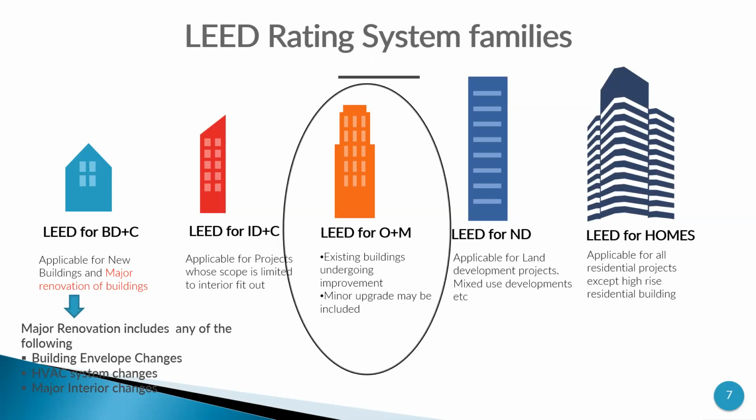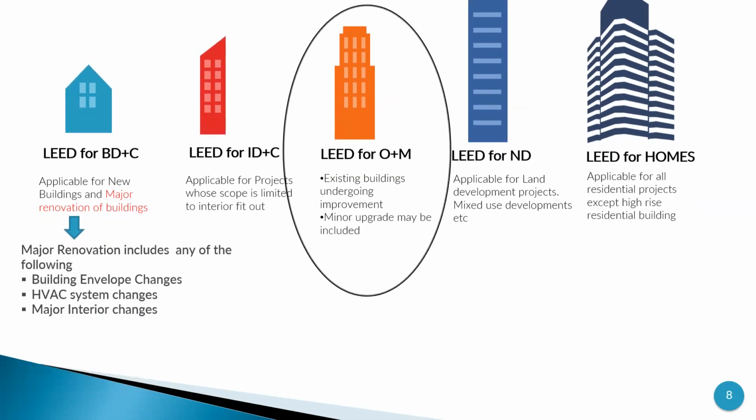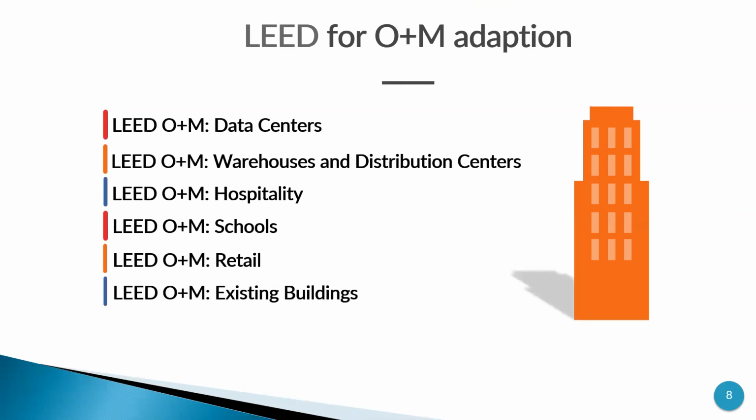Now, these are the segregation that happened. That is BD plus C, ID plus C, O&M, ND, and homes, which we have seen before, right? Yes. So these are the adaptations in O&M. That is data center, warehouse, and distribution center. Hospitality, schools, retail, and existing buildings.